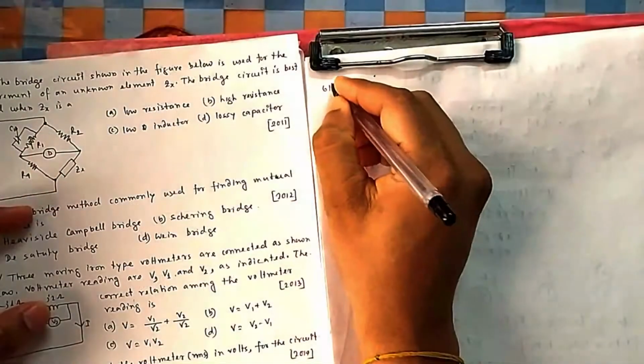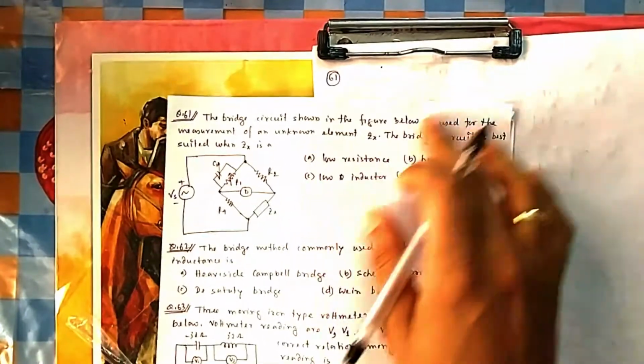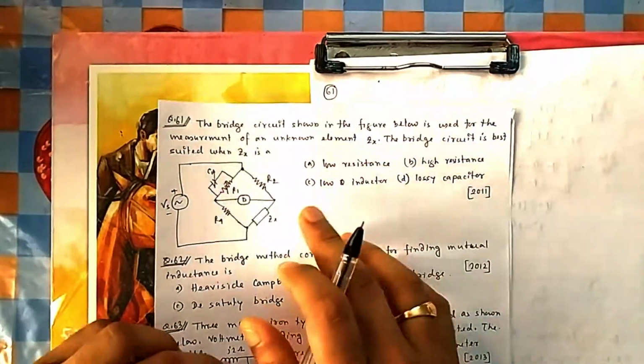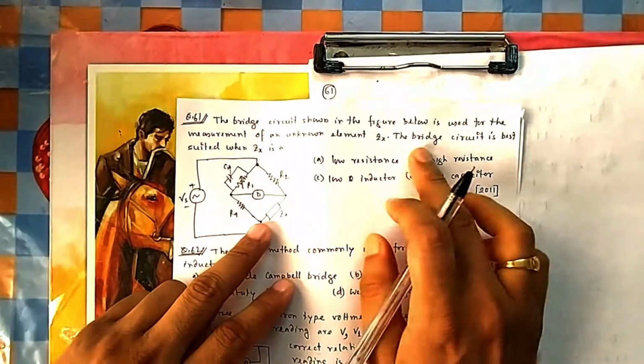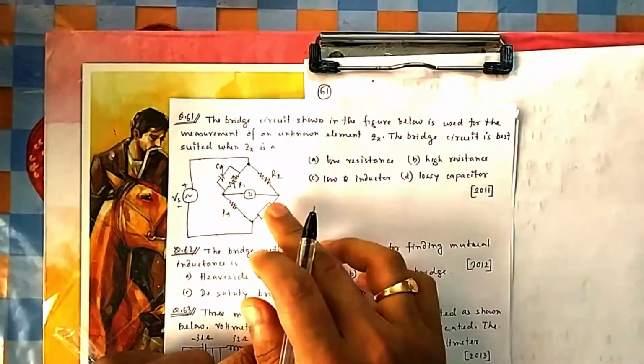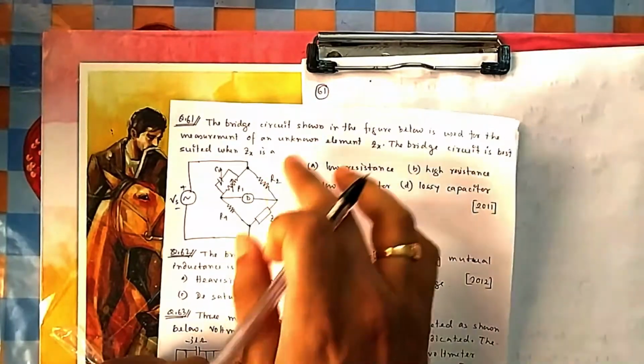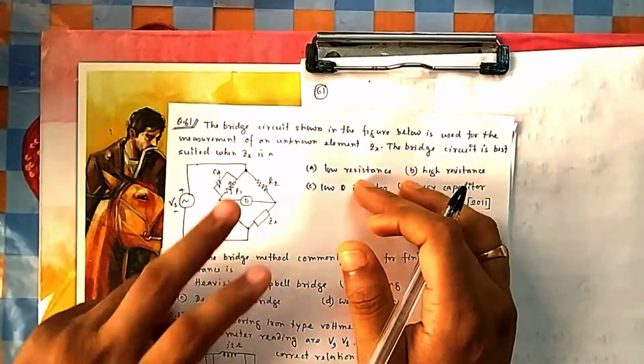Okay students, if we come to question number 61, what they are asking here: the bridge circuit shown in the figure below is used for measurement of unknown impedance, that is ZX. The bridge circuit is best suited when ZX is... So you have to identify what is ZX. For identifying ZX, you know this bridge will be working when it is at balance condition.